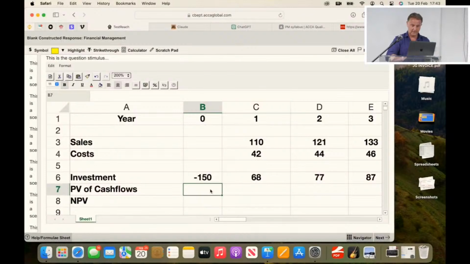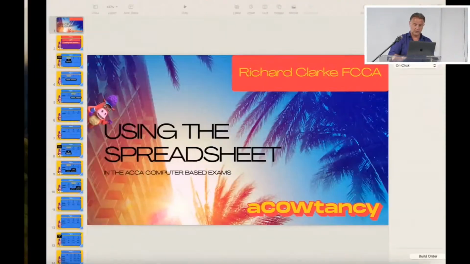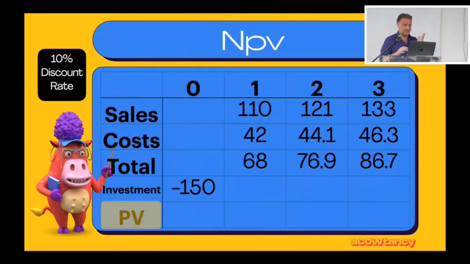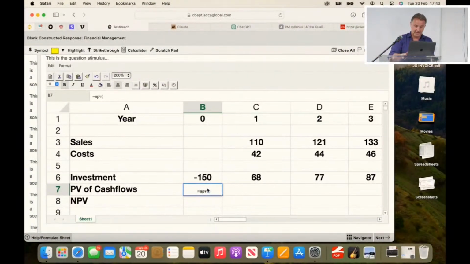Why did that happen there? Let's do it again. Equals NPV. I didn't put my rate in, that's why. A 10% discount rate, 10% is the value of money. So NPV, 0.1, 10%, comma, so you put your rate in, then you put your cash flows in. I want the present value of that colon to that.